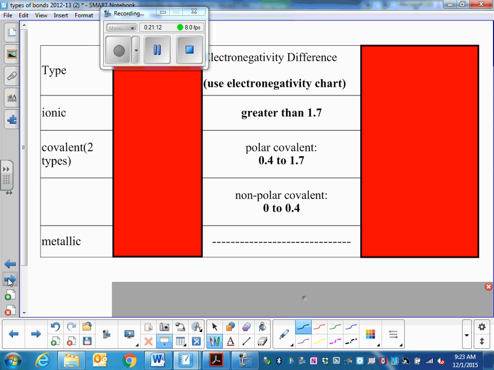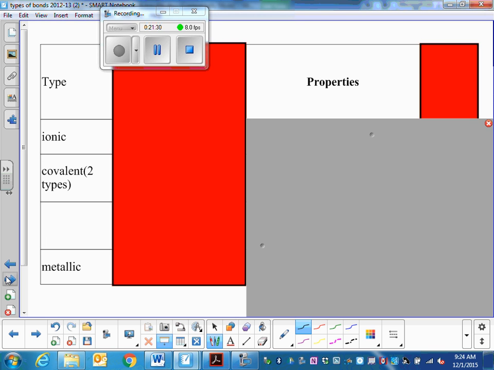So many times you will see aluminum compounds. Some of them will be ionic. Some of them will be covalent. You'll be like, but that's a metal. No, it's based on electronegativity difference. Do we understand that? Okay, moving on.